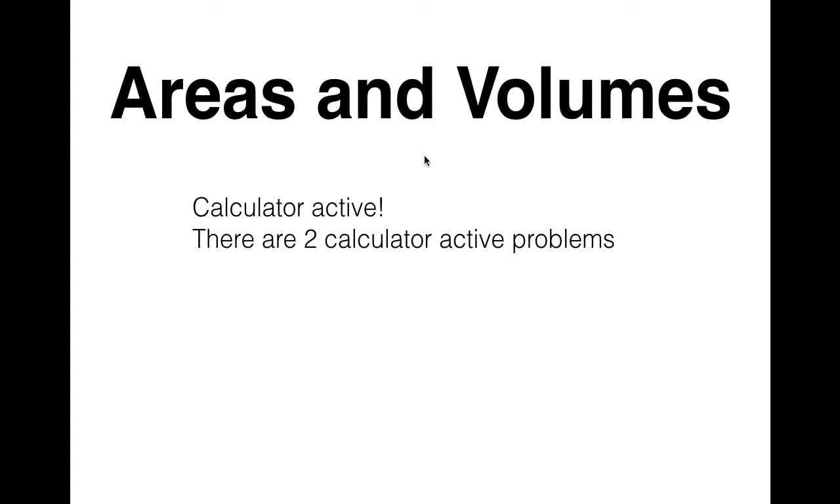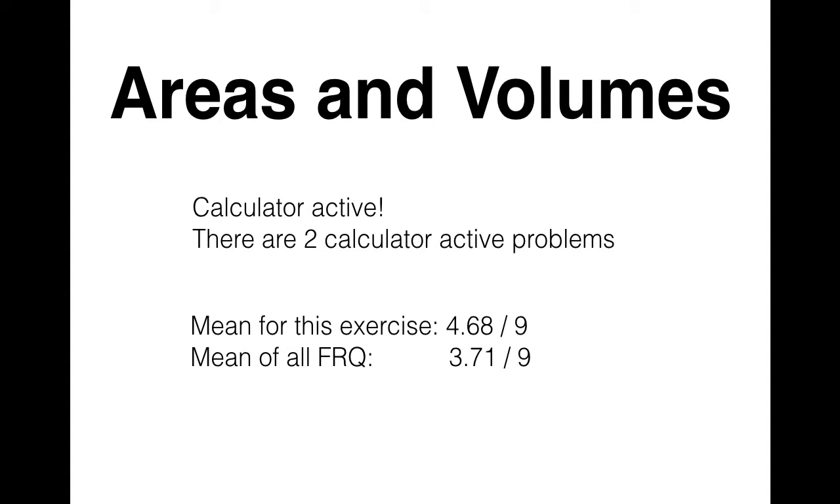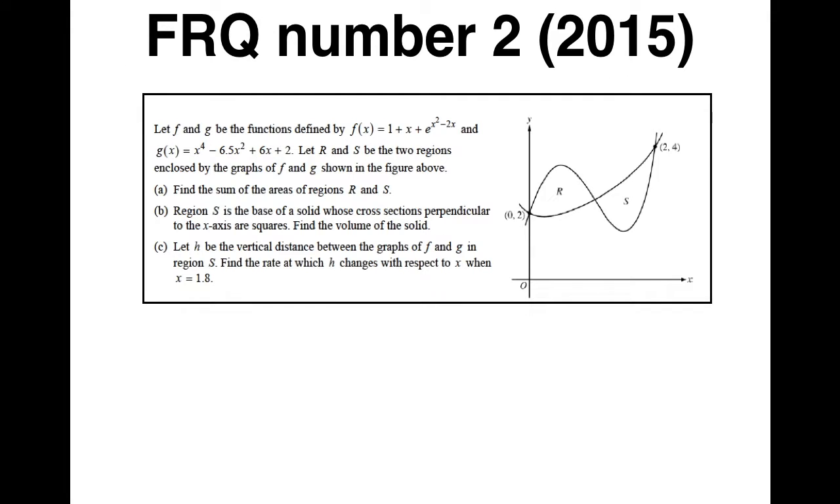Okay, welcome. We'll do a screencast today on a typical FRQ that comes all the time, areas and volumes. In this case, it was calculator active. It was the second calculator active problem in this year's exam, which is 2015. The mean for this exercise was 4.68 points out of 9, which was the highest of all 6 FRQs. The mean of all FRQs was 3.71 over 9. So that was the highest of all in 2015.